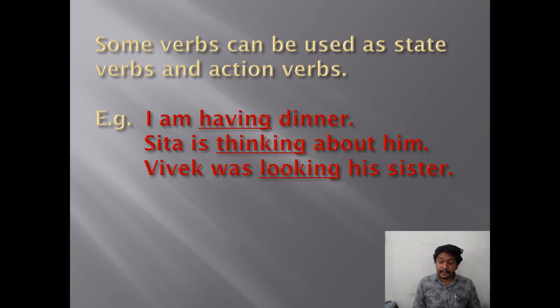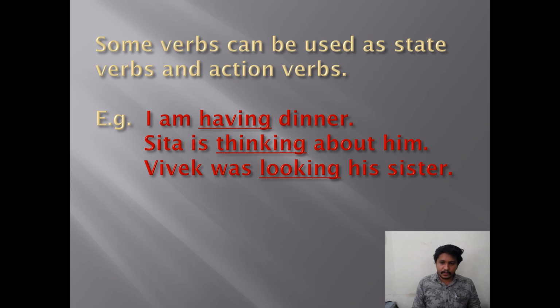Here the meaning is different. I am having dinner in the sense I am eating dinner. At present I am eating dinner. So in that case, we use the ing form with the state verb. That's why some verbs can be used as state verbs and action verbs, because state verbs can give the meaning of action verbs.